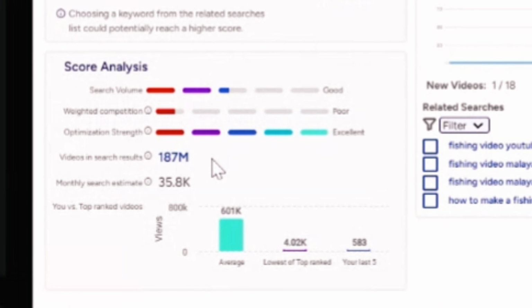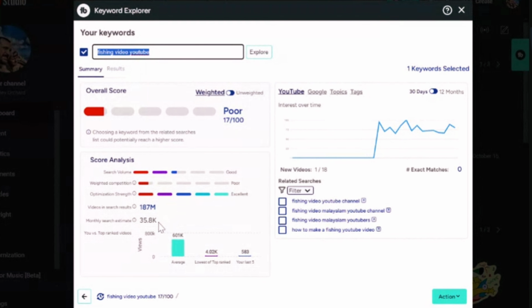Now these numbers here, the number of videos and search results, that's pretty self-explanatory. There are 187 million videos on the YouTube platform that contain fishing video YouTube in their metadata. On top of that, there are 35,800 people per month who are searching this term on YouTube. That gives us some really good insight into that search term because it lets us know that people are searching for that term. There's a lot of them. Almost 36,000 people are physically searching for that term.